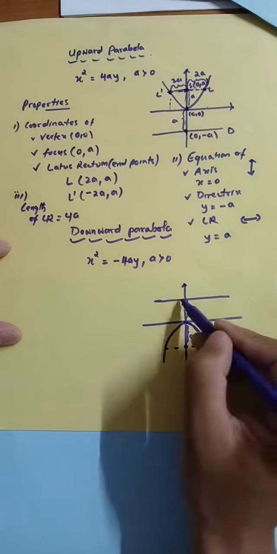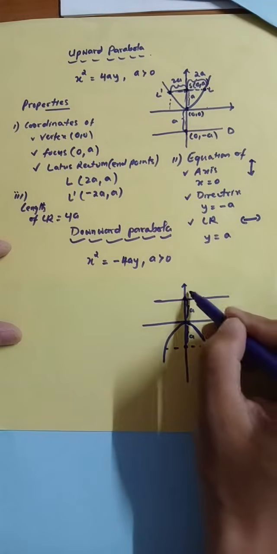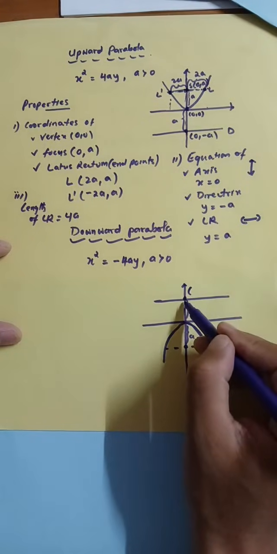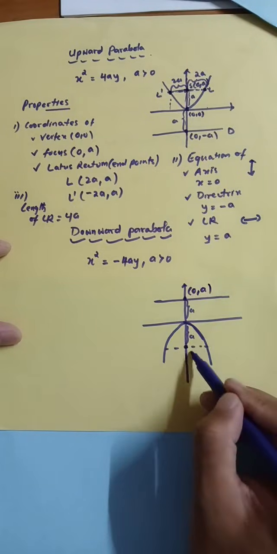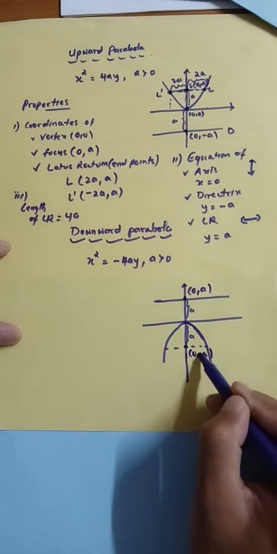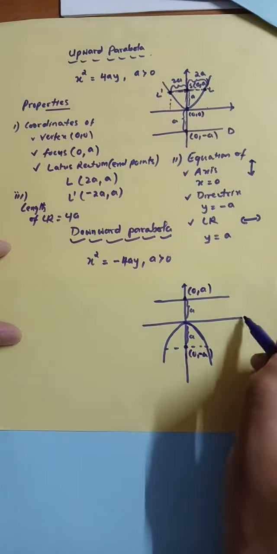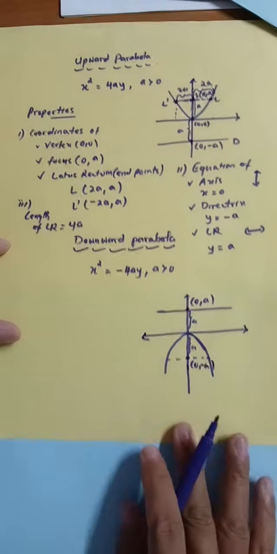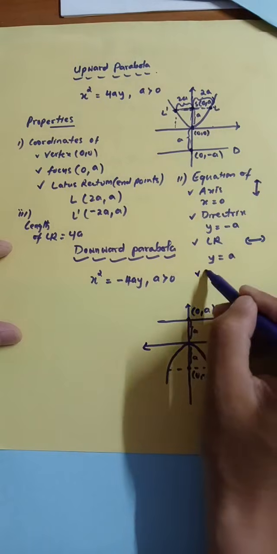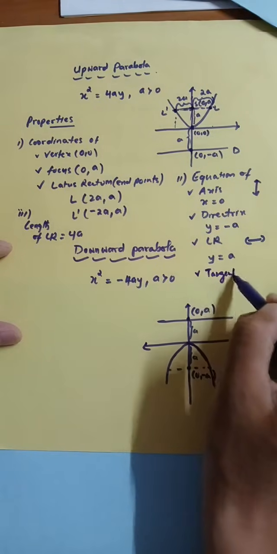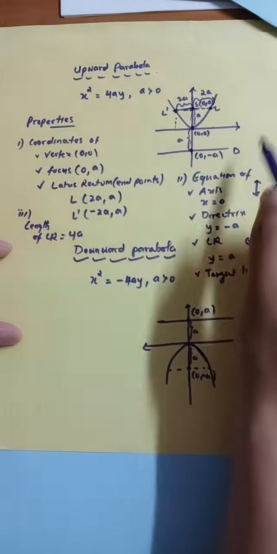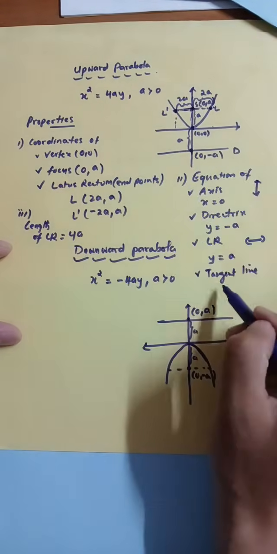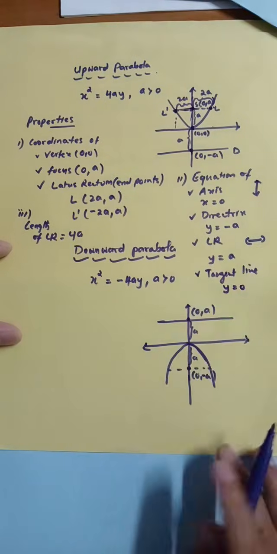Now next, going downward, my latus rectum will be here. The directrix is here. The distance is the same, so any point on the directrix will be 0 comma a, and the other will be 0 comma negative a. Then the equation of the tangent line through the vertex. It is horizontal, so y is equal to 0.